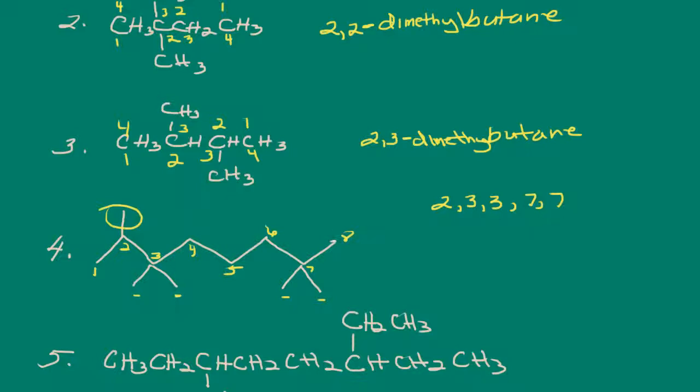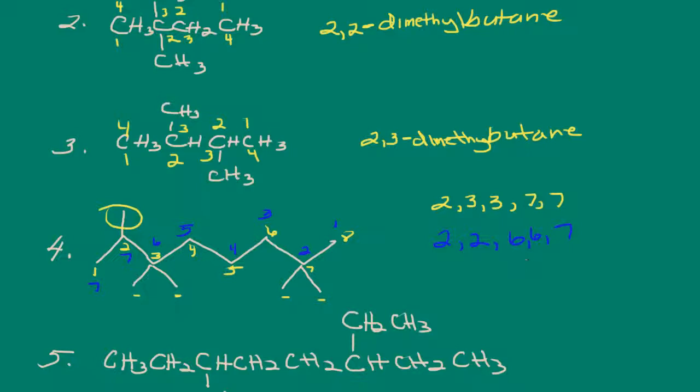And let's see. Let me change colors here. I'm going to number in the other direction. So we'll start here. So this will be carbon 1, 2, 3, 4, 5. Remember, we want the substituents to have the lowest possible numbers. So in this case here, now I have 2 methyl groups on carbon 2, and 2 methyl groups on carbon 6, so that'd be 6, 6, and 1 methyl group on carbon number 7. So I have a 2, 2, 6, 6, 7.